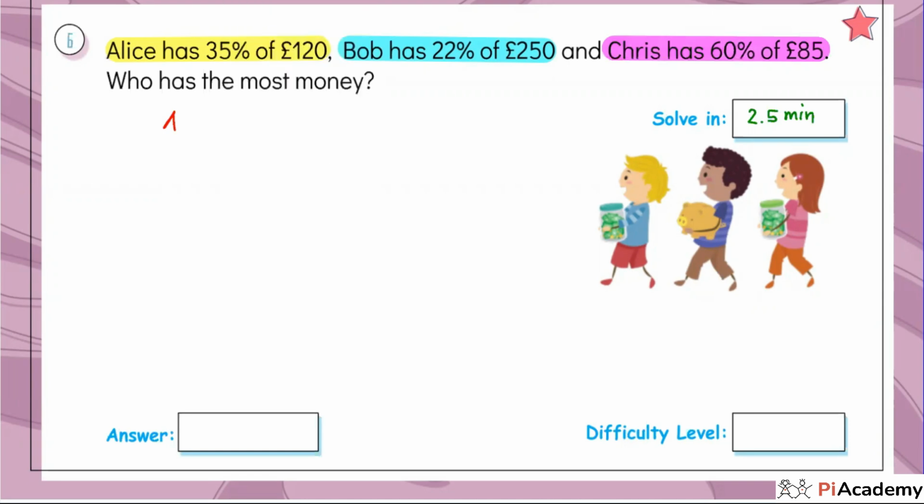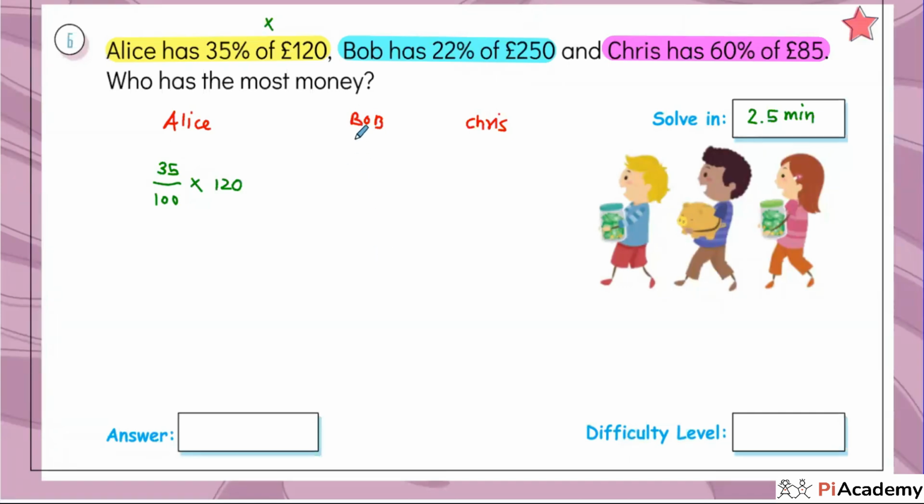So let's write all of their names. The first one is Alice, then we have Bob, and then we have Chris. As you can see, 35% of 120. If you convert this phrase into maths, 35 percent means 35 out of 100, and instead of "of" you put the multiplication sign. So 35% of 120 means 35 over 100 times 120.